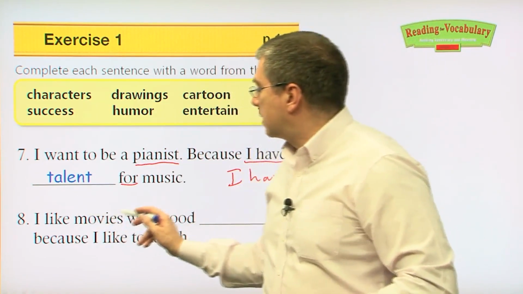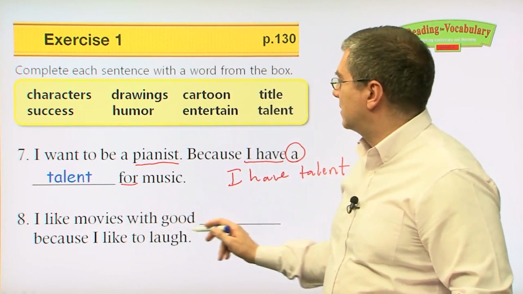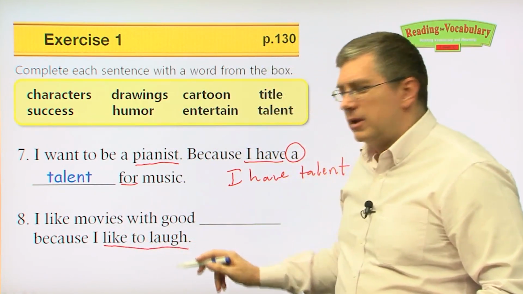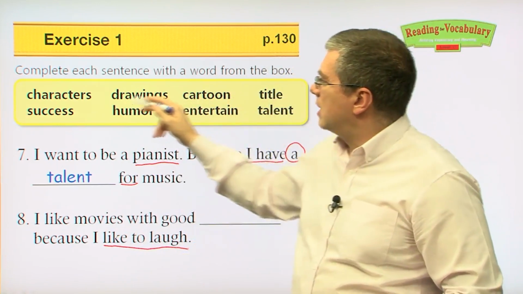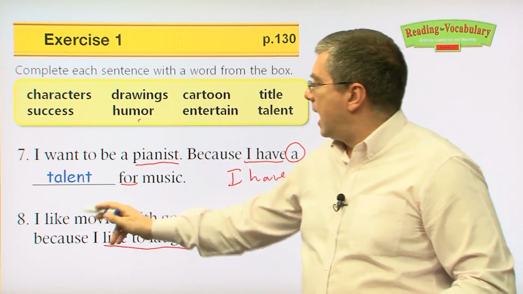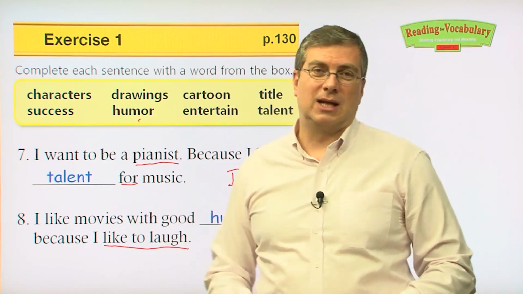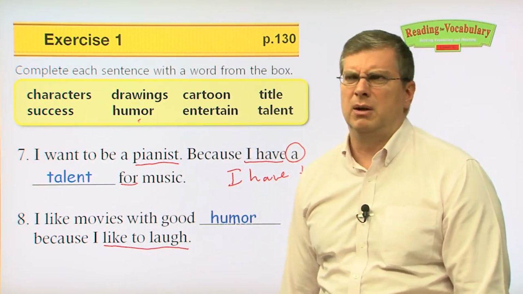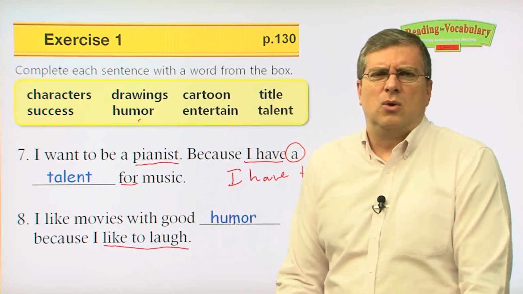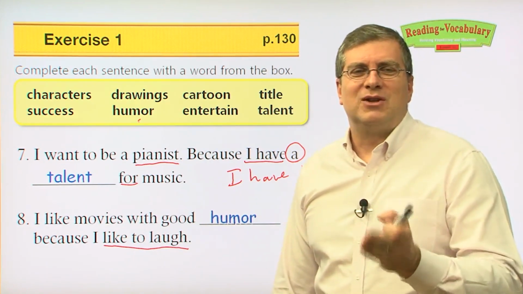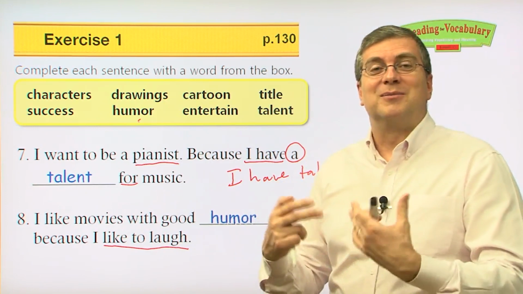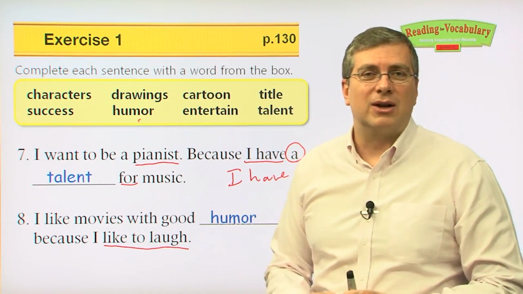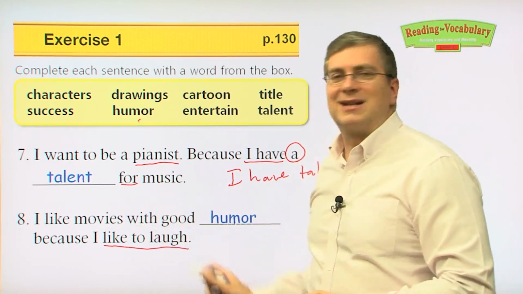Okay, 8. I like movies with good beep because I like to laugh. Good what? You like movies with good because you like to laugh? So what are you looking for that makes you laugh? It's this word right here, humor. I like movies with good humor because I like to laugh. Of course we like movies with good humor. If it's bad humor, we go, oh, that's stupid. Right? It's very cold, right? So we like movies with good humor that's very interesting. Good humor, not bad humor. We say it's not very good. So we want good humor because we like to laugh.